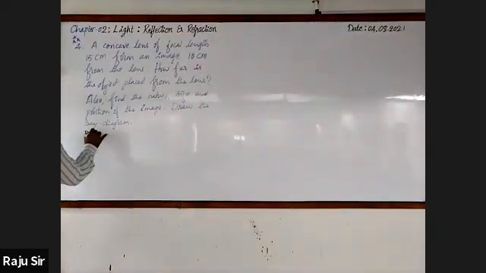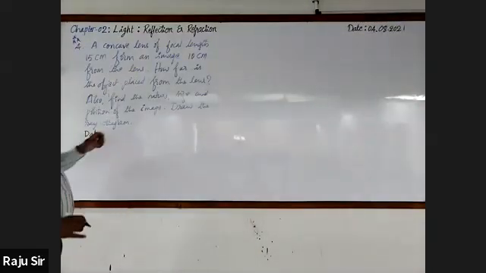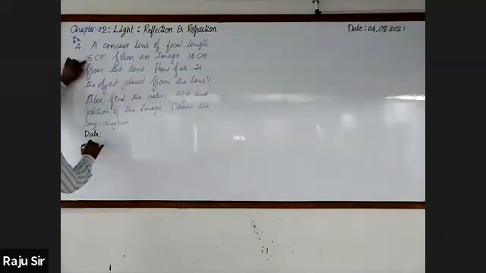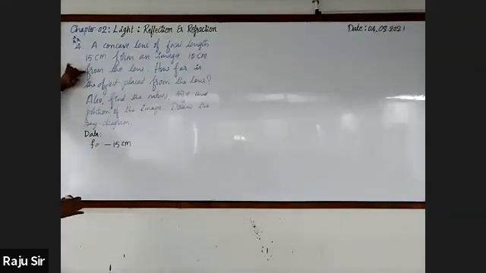Right, quickly. A concave lens of focal length 15 centimeter. Tell that f is equal to minus 15, negative 15 centimeter. Next, it forms an image 10 centimeter from the lens. What does image distance indicate, negative or positive? Form an image means it is positive. How far is the object placed? That is u equal to question mark. Then we have to find out the nature.